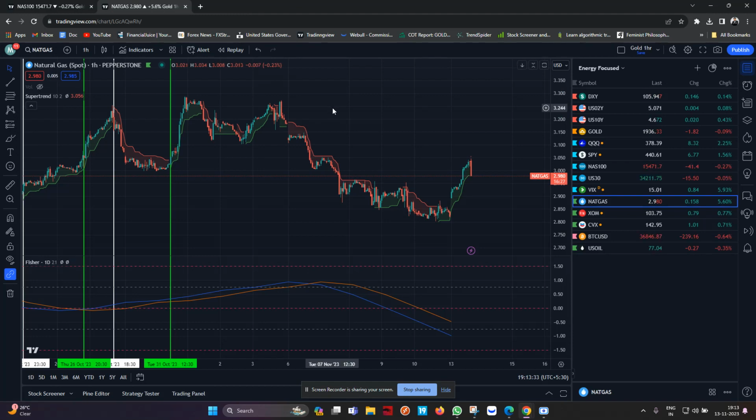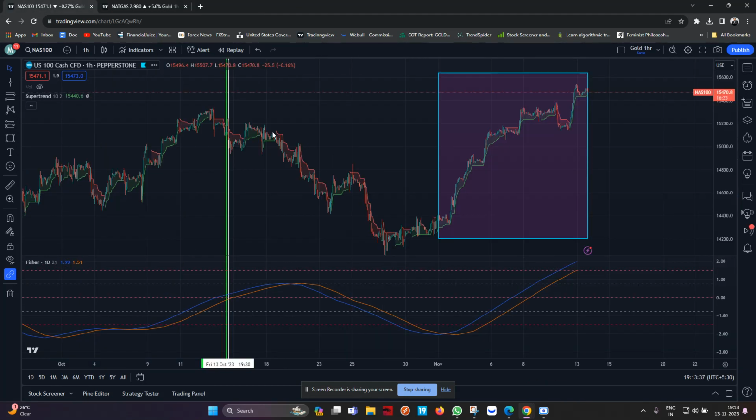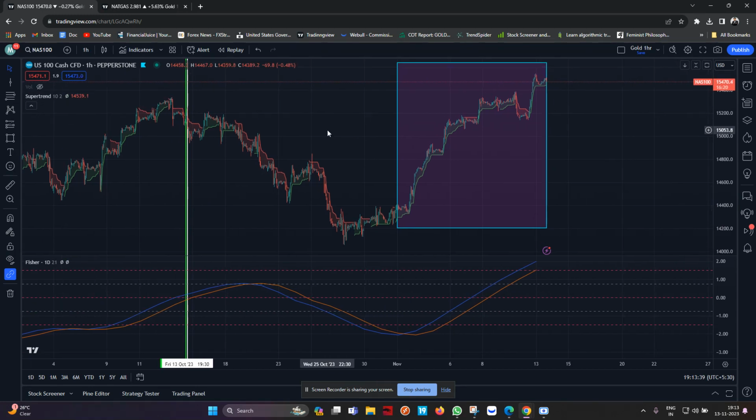So yeah, as you asked, this is an explanation of the Supertrend and Fisher strategy that we have been using, that we have been backtesting for quite some time. There are two components to this strategy: one is the Fisher, one is the Supertrend. The controlling component, the oscillator of the two, is the Fisher.